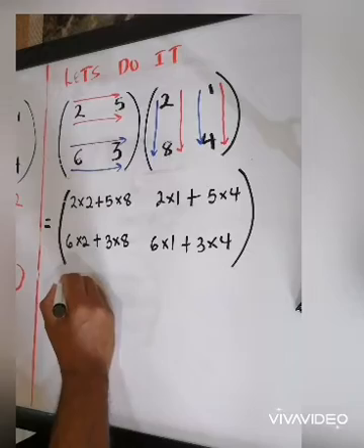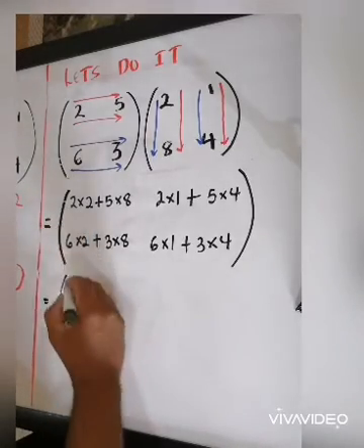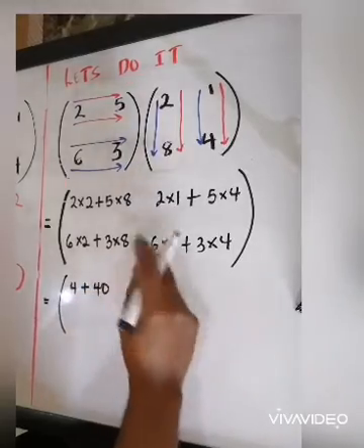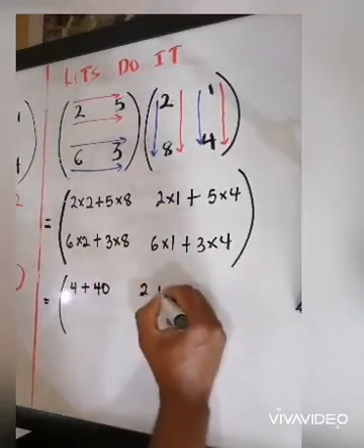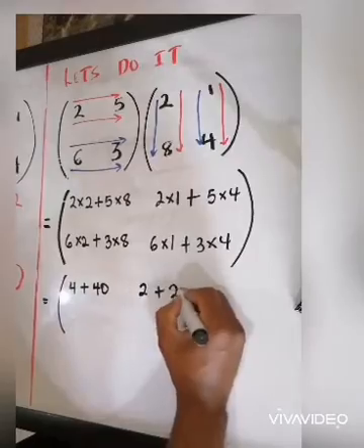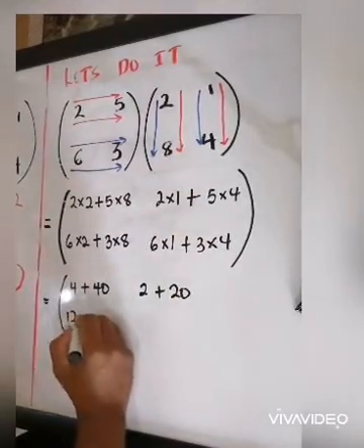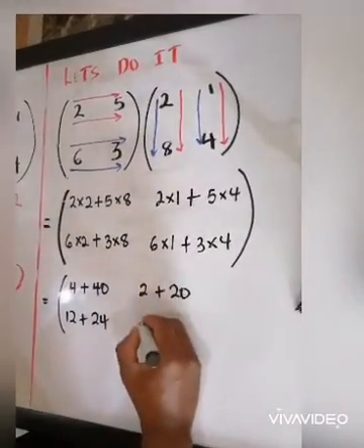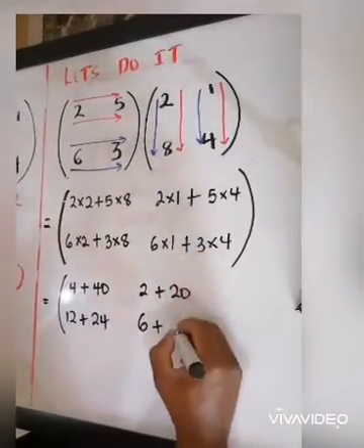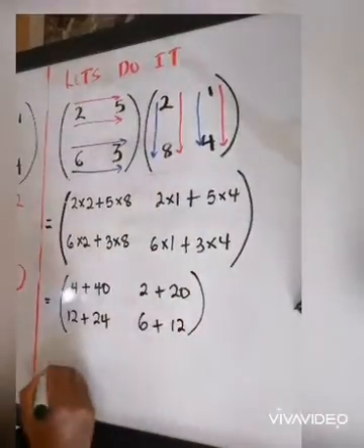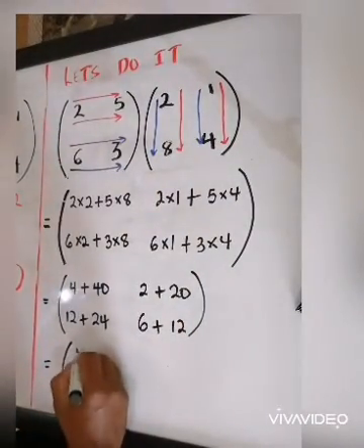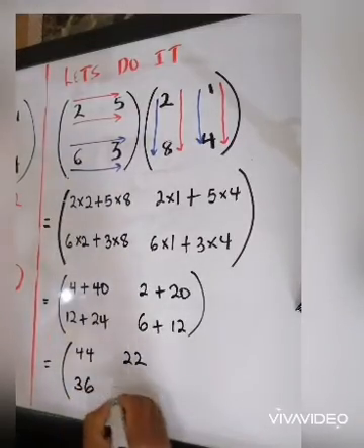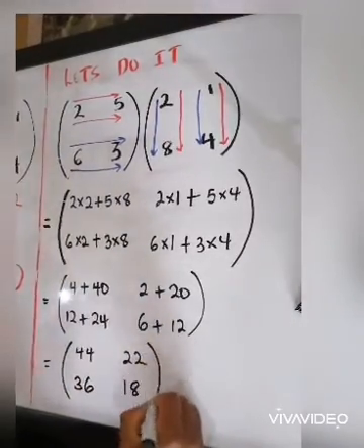Now we're going to simplify. 2 2s are 4. 5 by 8 is 40. 2 by 1 is 2. 5 by 4 is 20. 6 by 2 is 12. 3 by 8 is 24. 6 by 1 is 6. Plus 3 by 4 is 12. Therefore, the answer is 44, 22, 36, and 18.